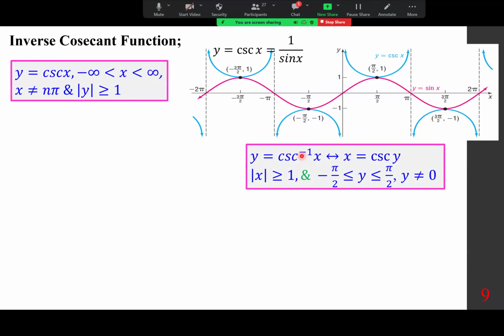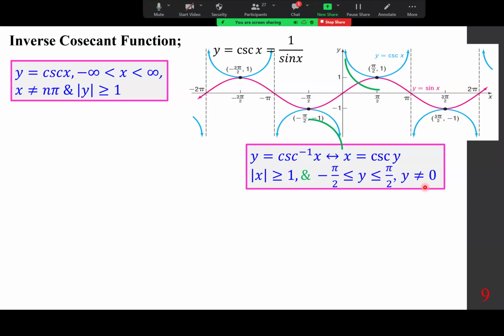And so y equals cosecant inverse x. That means x is cosecant y. Now absolute value of x is larger than or equal to 1 instead. And y is between negative pi over 2 and pi over 2, where y can't be 0. So we use the same restriction as we do for sine. And of course, y can't be 0 because that is the vertical asymptote.